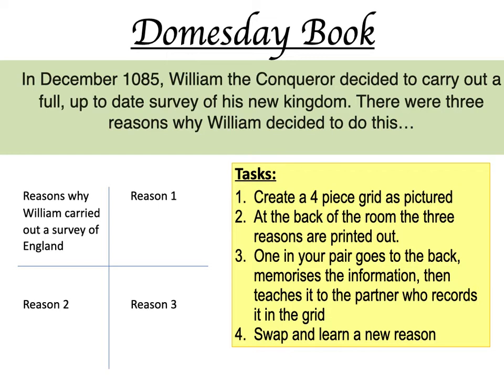First thing I'd like you to do is to turn an A4 piece of paper into a little 4-quadrant grid, like you can see in the left-hand corner here. In the top left corner, put reasons why William carried out a survey of England, and then give each other quadrant a subtitle, reason 1, 2, and 3. Now, read the information on the next few slides and pop that into your quadrant.